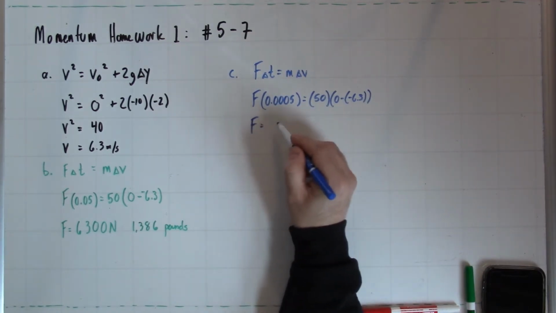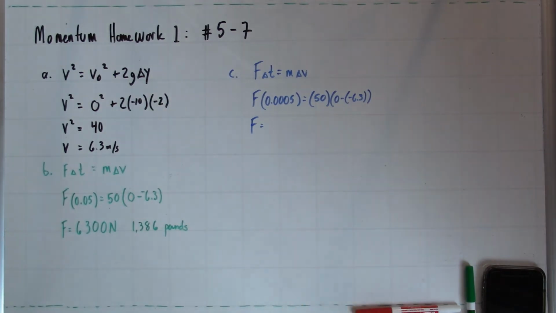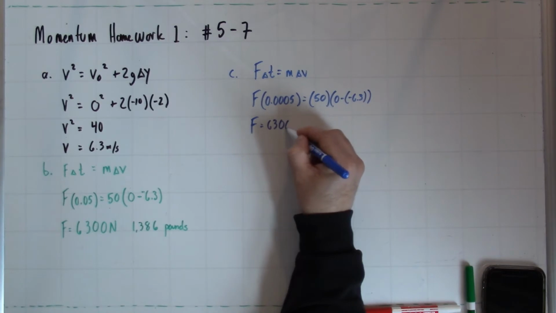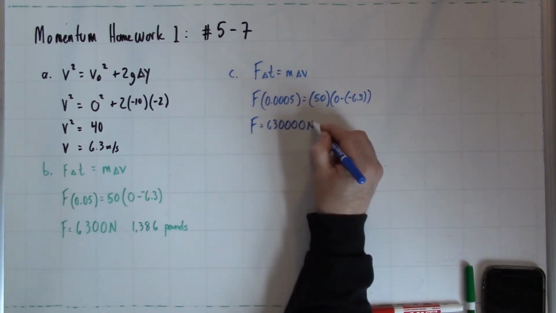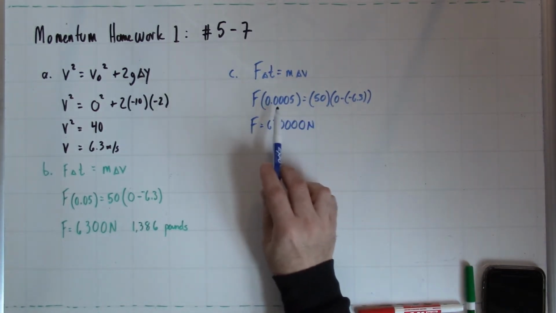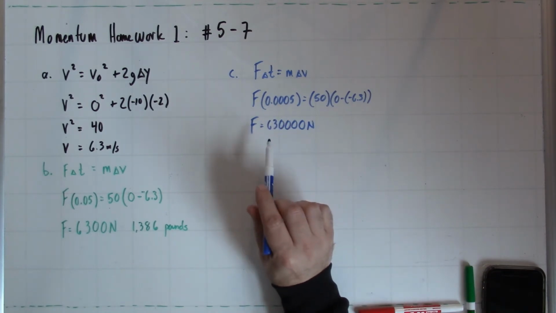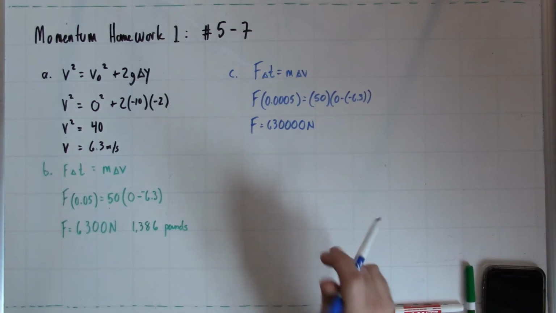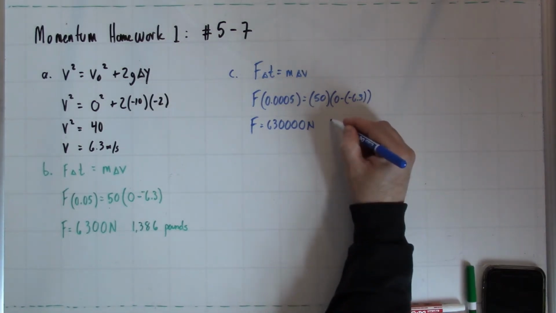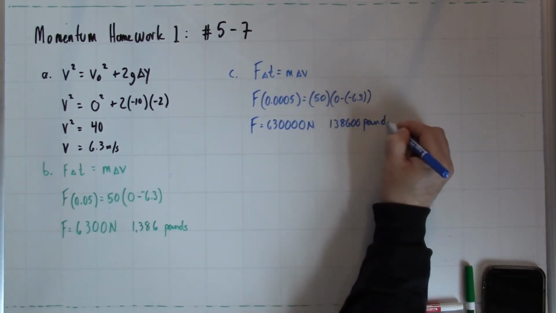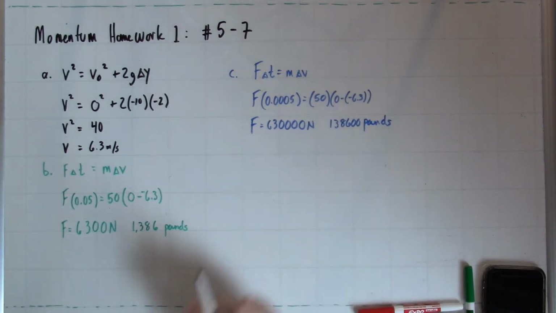This time the force turns out to be 630,000 newtons. So if you're brought to a stop in 100th of the time, the force on you is 100 times bigger. That would be 138,000 pounds, and that would be too much. That would rip somebody right in half.